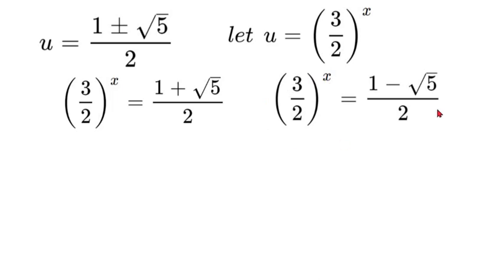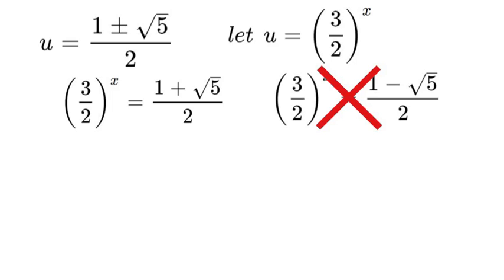Now, with this guy here, the right side is going to be a negative value. And that's not possible to solve because any number we plug in for our x value here will not make 3 over 2 to the power of x turn to a negative value. So therefore, the right option is not possible. It does not exist. It cannot be solved. So that means we can just solve for our left side.